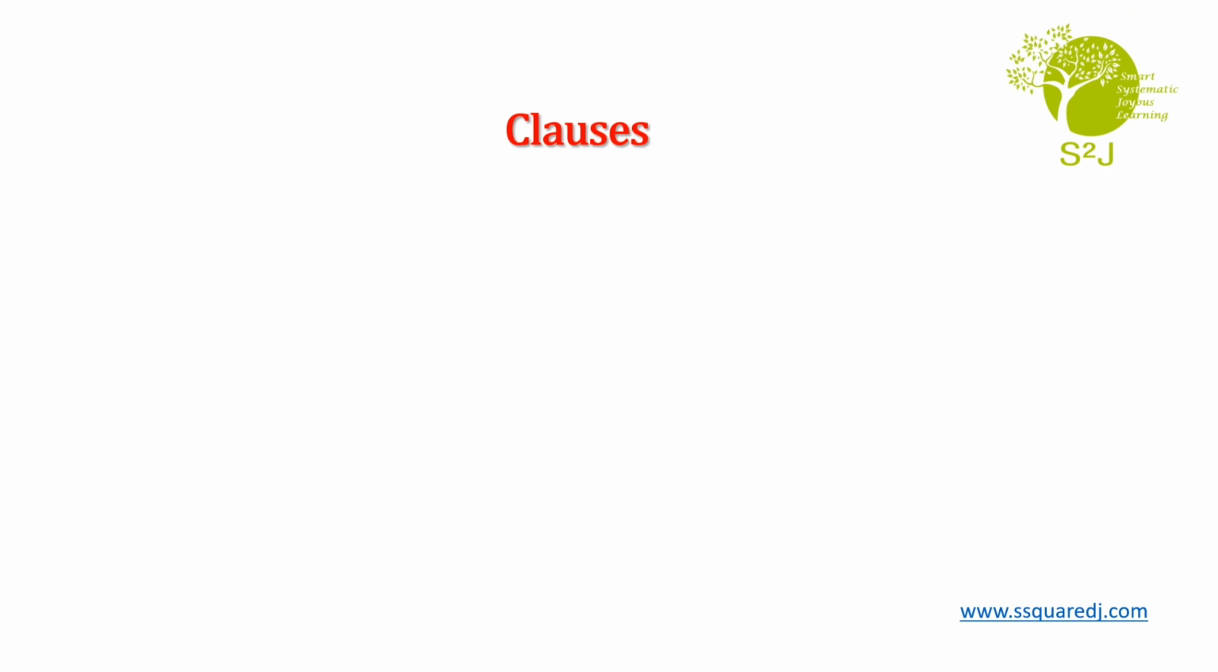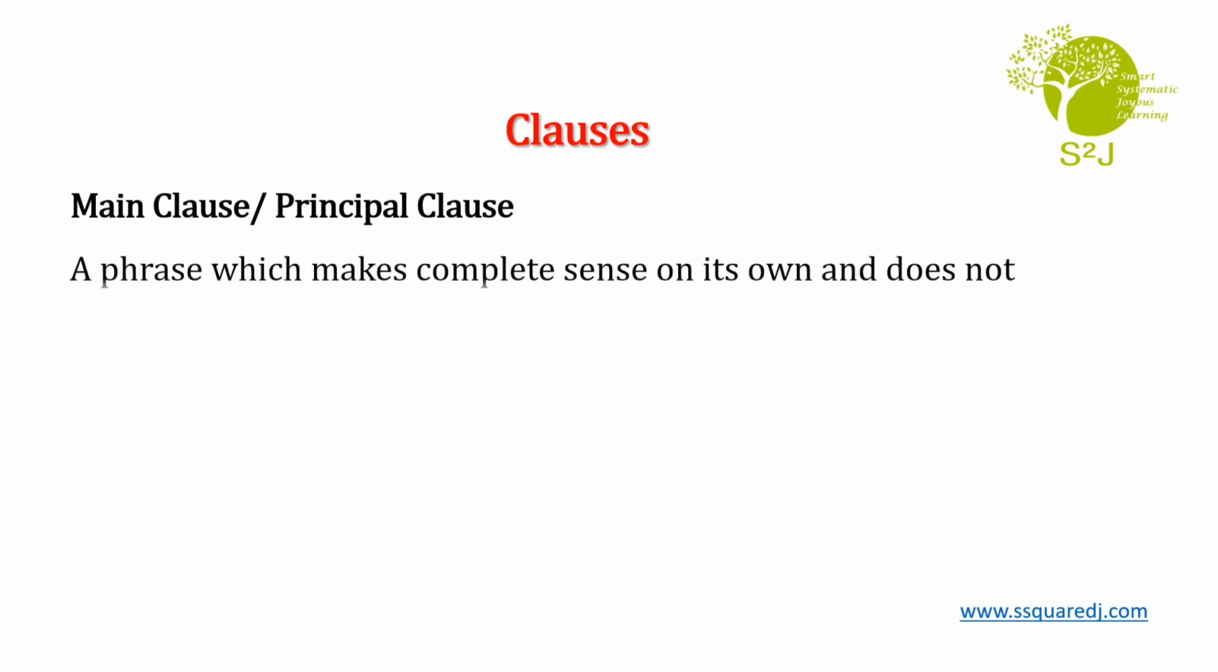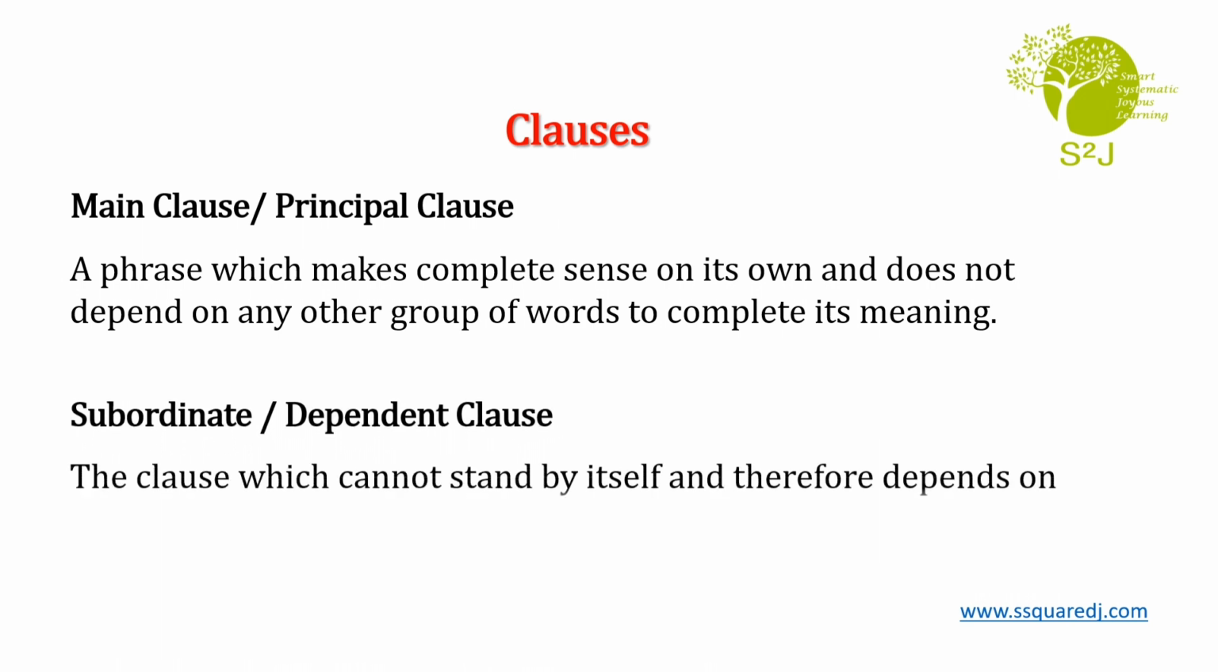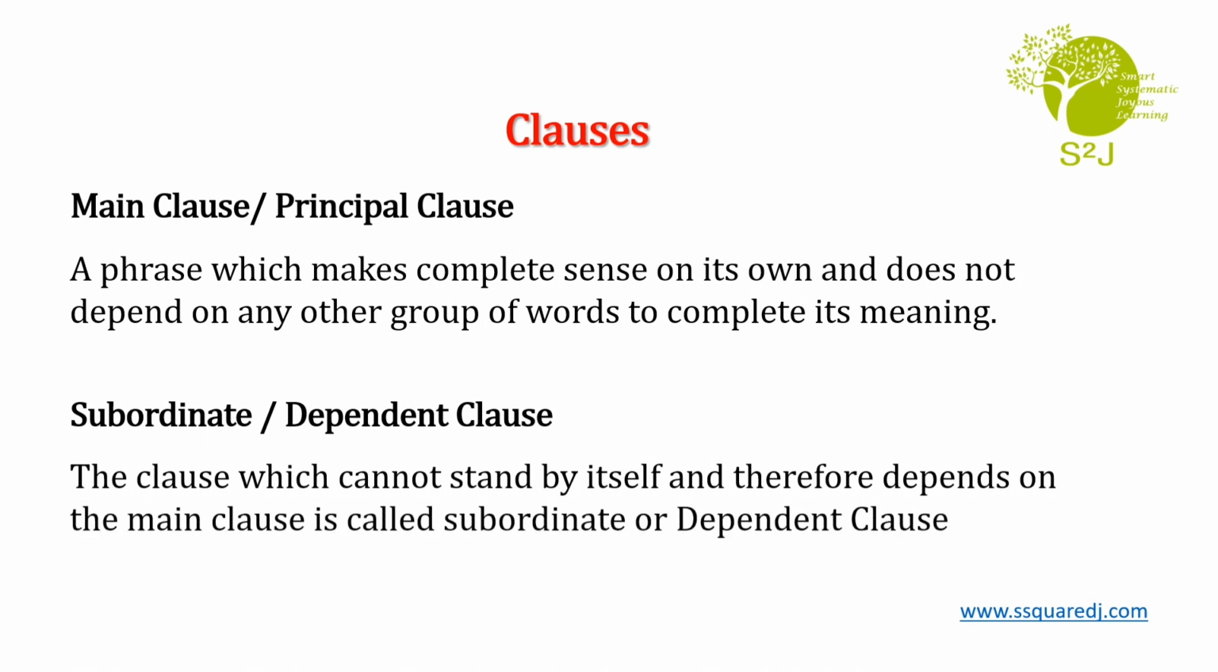Now every complex sentence is divided into two parts, that is the main clause and subordinate clause. Main clause is a part of sentence which has its own meaning. It is not dependent on any other group of words. Second is subordinate clause or dependent clause. This part of sentence is dependent on the main clause. It does not have its own meaning.